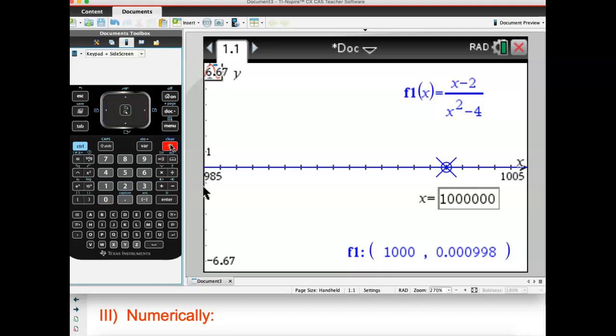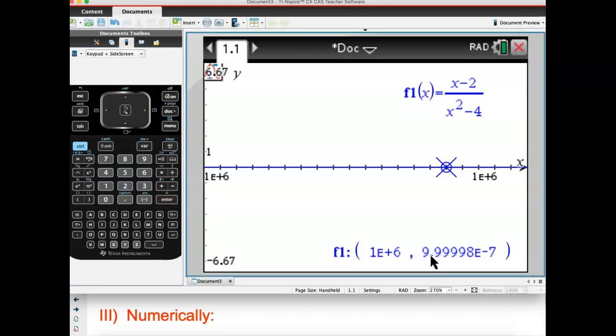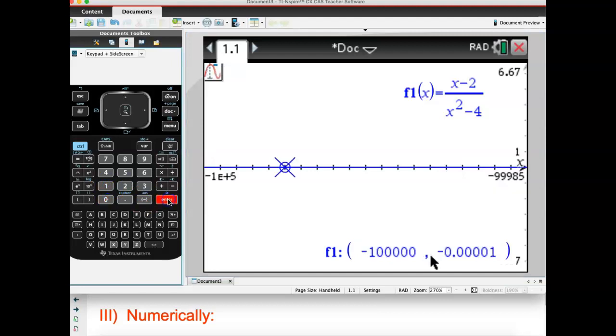Whoa, delete. What's happened? Ooh, 9.9. Oh, don't forget about that e to the negative 7. That means take that decimal point right there, move it 7 places to the left, scientific notation. That's super small. The same way as if I needed to know that's my right hand end behavior, my left hand, I could put in negative super duper large, and I can read my ordered pair and say negative 0.00001. That just tells me I'm still negative. I'm underneath 0, but I am approaching 0.